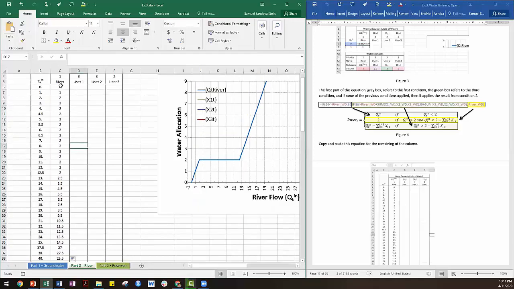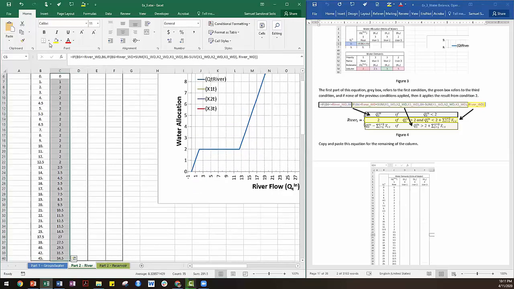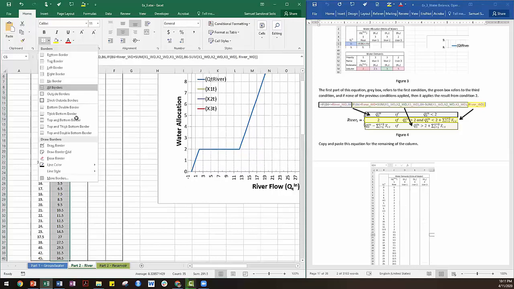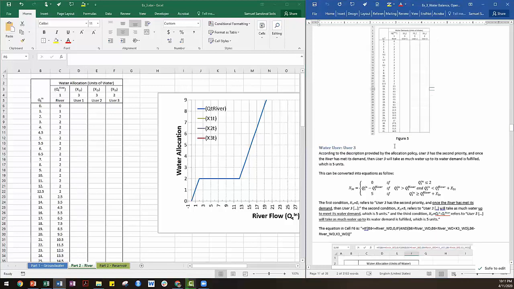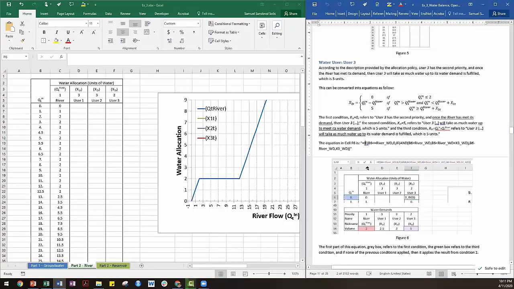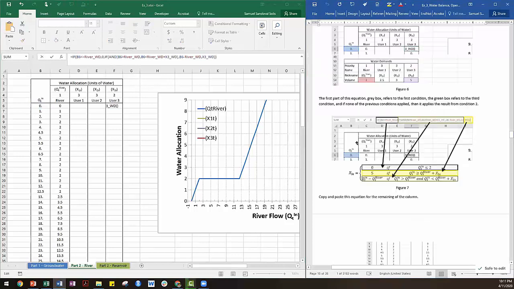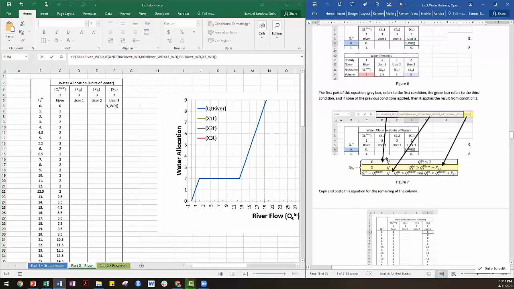Then we're going to estimate the water allocation for user number 3. For this part we're going to follow this. The first part is this: if Q in is less than 0, then it will be 0, which is this portion here. If the available storage is less than 2, then it will be 0, because all that water will be used by the river.